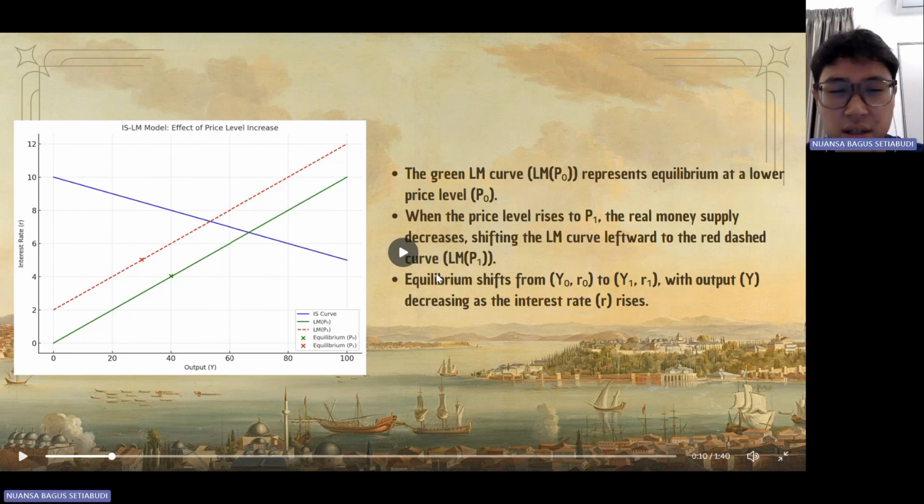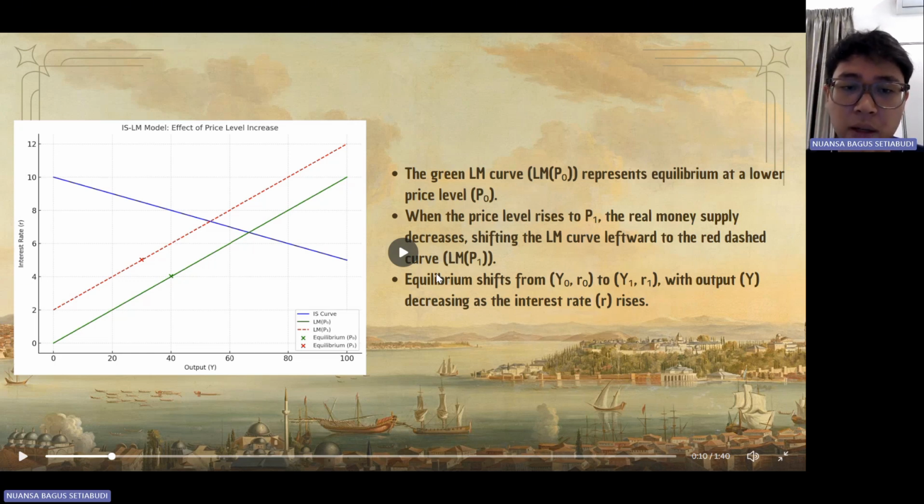Now this graph illustrates the effect of price level increase on the ISLM model, specifically showing how the equilibrium shifts and how this connects to the derivation of the aggregate demand curve. So first, let's look at the green LM curve labeled LM P0. This represents equilibrium in the money market at lower price level P0. At this point, the equilibrium output and interest rate are Y0 and R0.